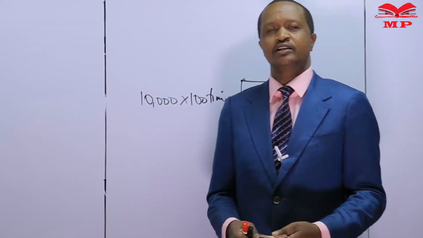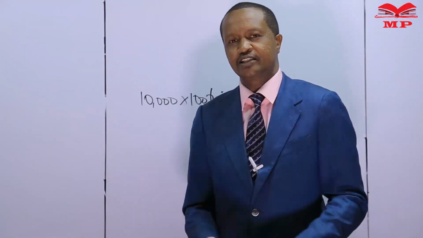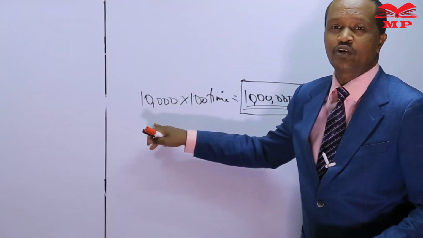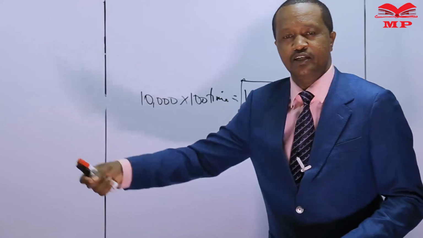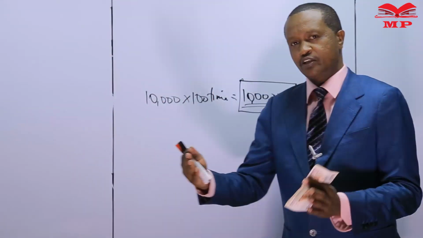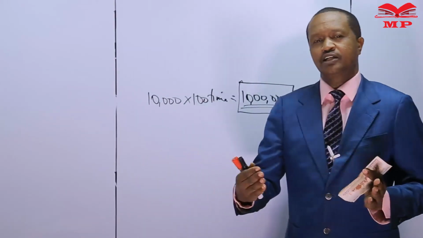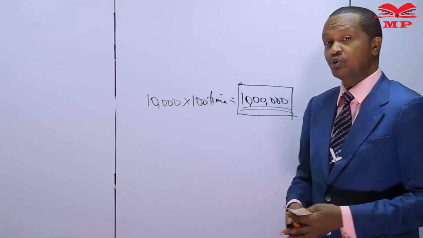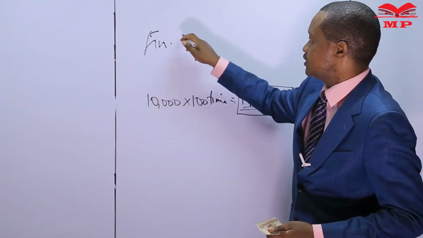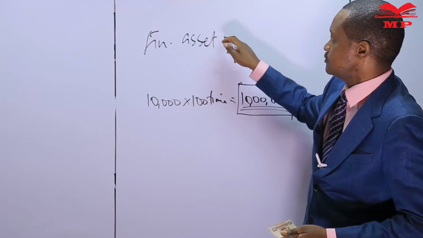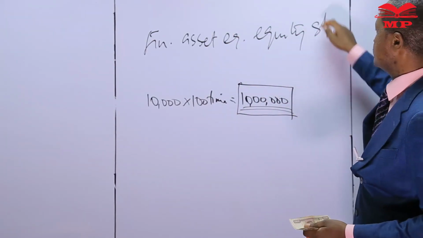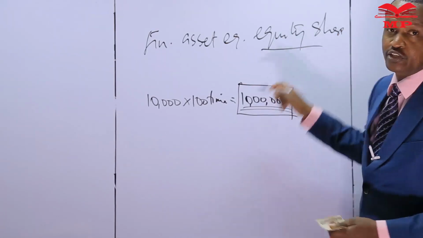If you are to buy land valued at 10,000, it takes time for land to appreciate in value. It takes time. Those are physical assets. And even if you are to invest, I've given an example of the financial assets, e.g. equity share. These are ordinary share capital.